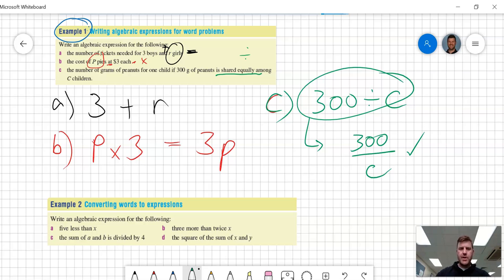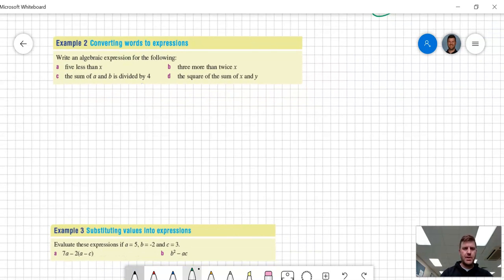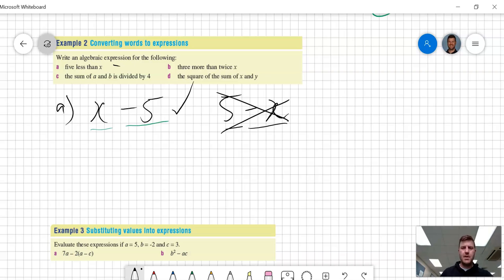Okay, let's move straight on to example 2. It's got some similar stuff here. It's converting words into expressions. So let's start with example 2a. It says 5 less than x. Now less than, mathematically, is subtraction, so 5 less than x. So because it's less than x, x is first, and it's 5 less than. So it's actually 5 less than x, not the other way around. It's not 5 take x. This would be x less than 5. Alright, so we're not looking at that expression. It's x take 5 that is the expression to represent 5 less than x.